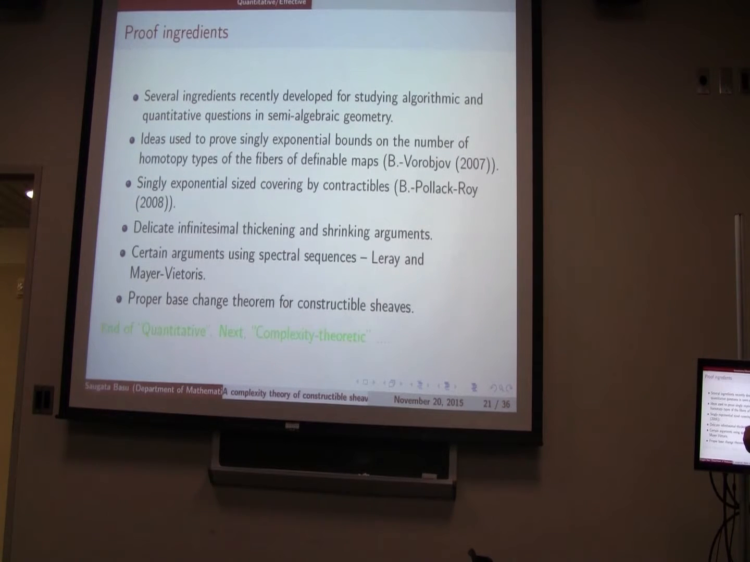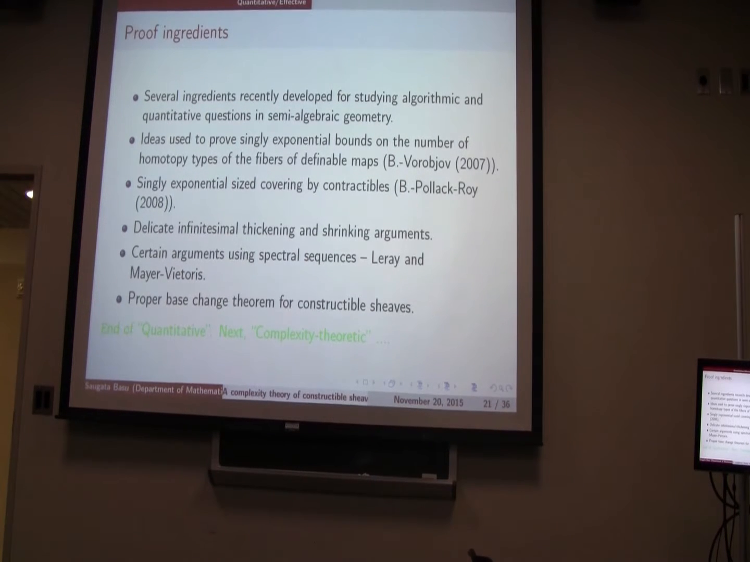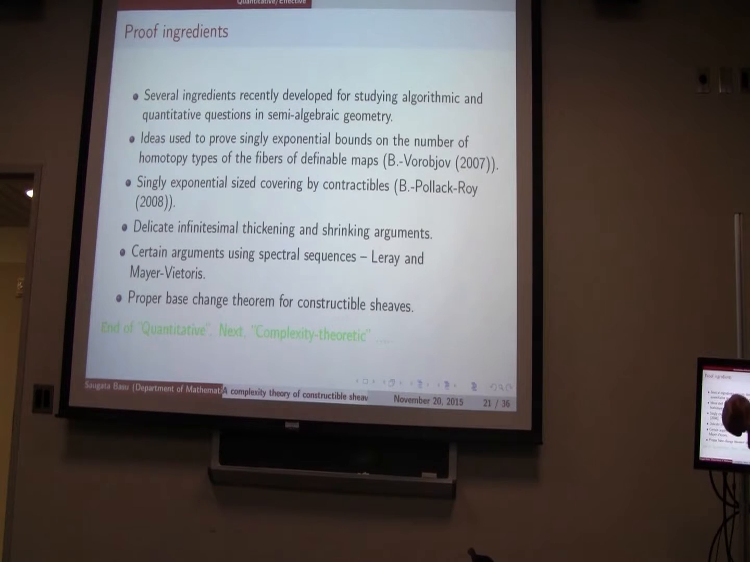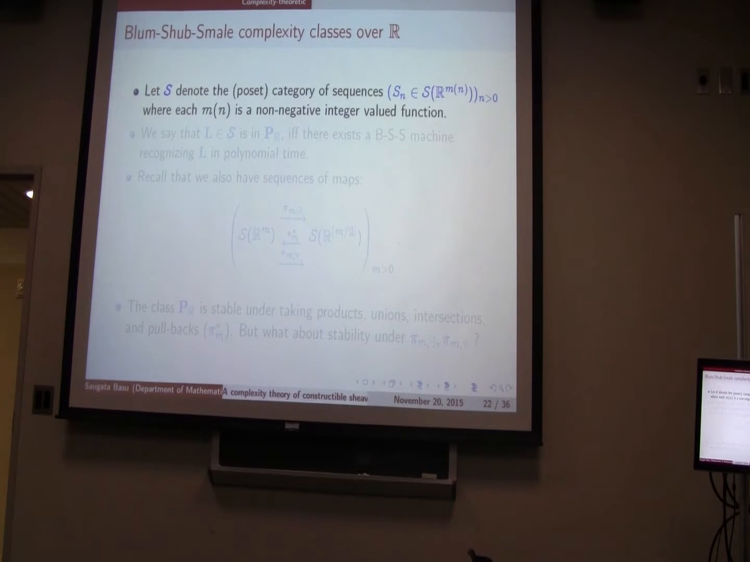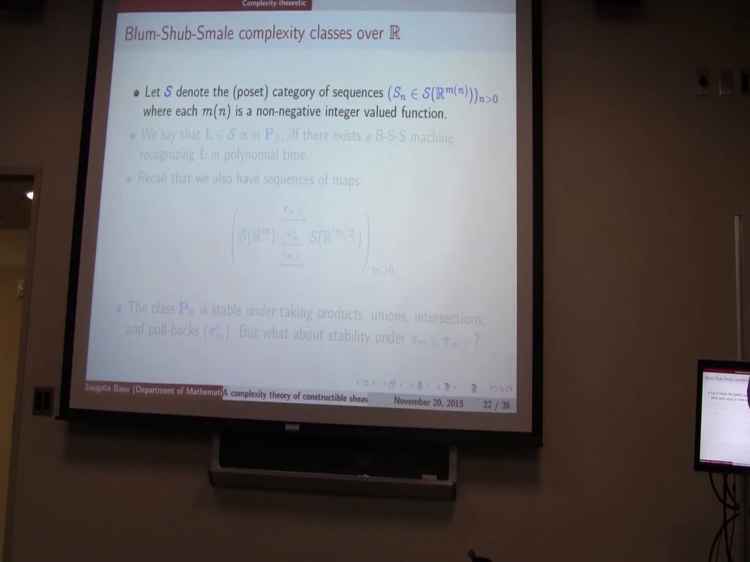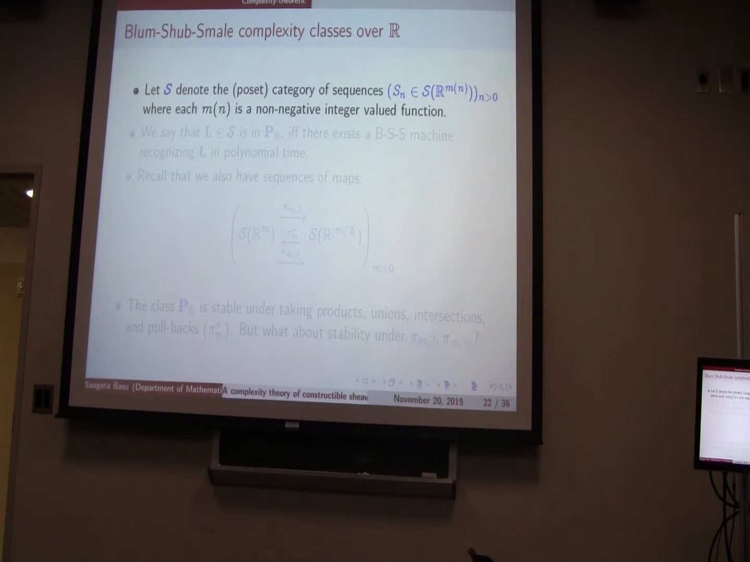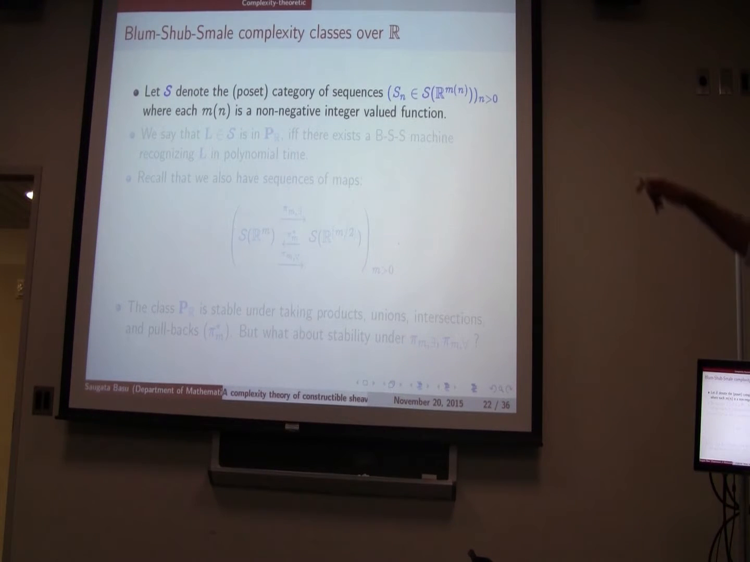Okay, so that's my quantitative part. And in the time remaining, I'll make a little bit more speculative, complexity theoretic remarks. And you'll see the reason why I was pedantic about these functors and adjointness and so on. So I want to talk a little bit about the Blum-Shub-Smale complexity classes. I want to define them in a perhaps non-standard way. So we talk about the category of sequences of semi-algebraic sets, where M of n is some increasing function. Any such sequence is an object of this category.